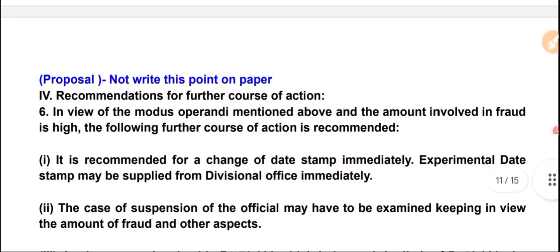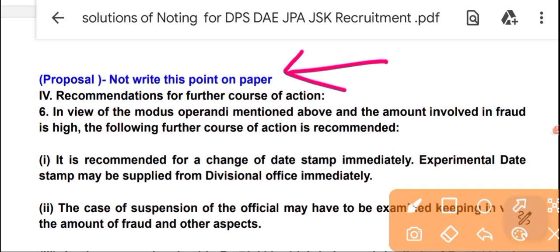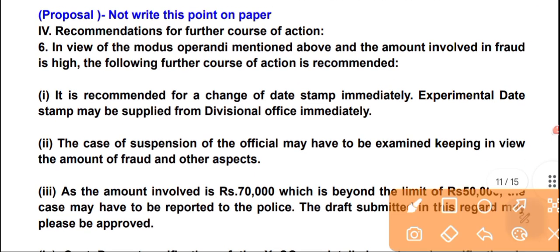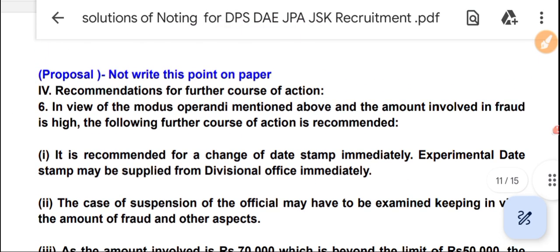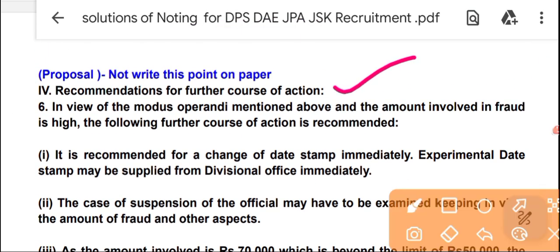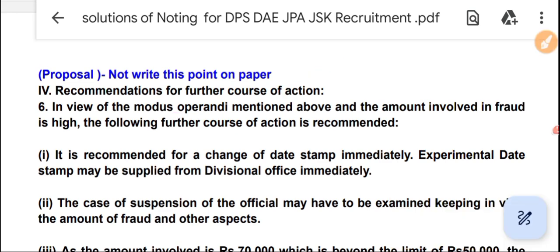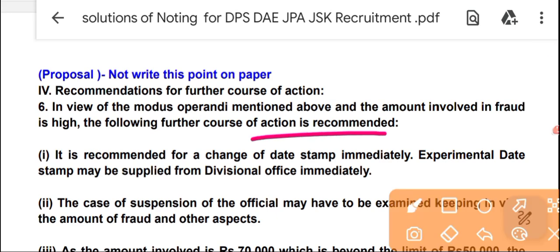This is topic number 6, the proposal. You will not write this on the paper, but you will write this type of sentence by which it may be assumed you have given some suggestions, like this point, recommendation of further actions. This is also an asked question: in view of the modus operandi, mention the amount including the fraud. Modus operandi is a method by which you can inspect anything in the post office. Further course of action is recommended.